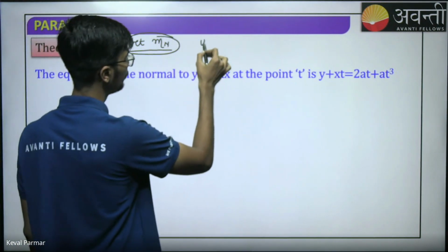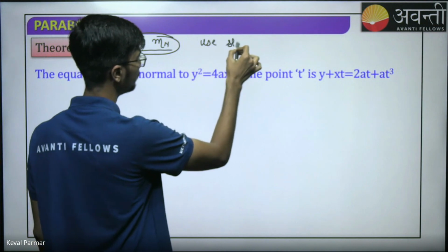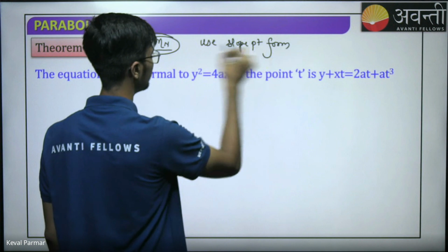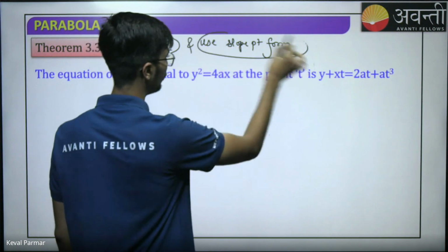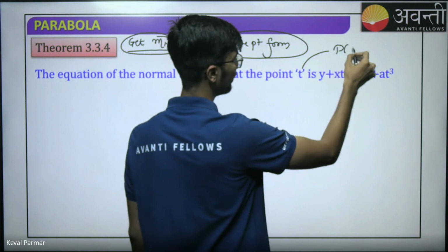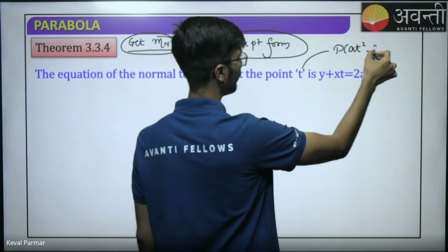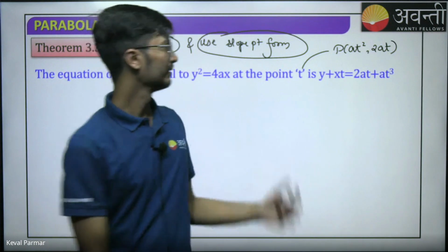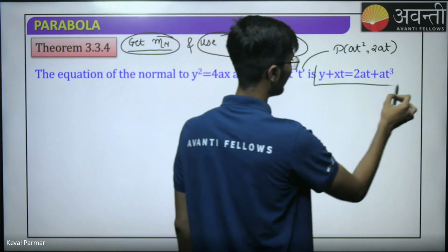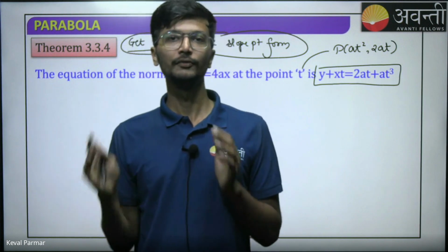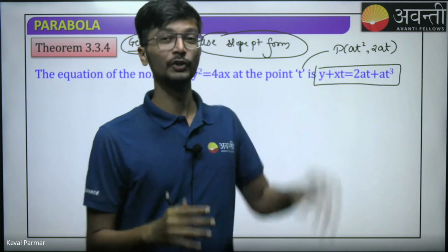After that, use slope point form. What is the point? Point is t, that means (a t square, 2a t). Come on, if you will get this equation, then I'm 100% sure you will get a very nice confidence boost because you did it yourself.